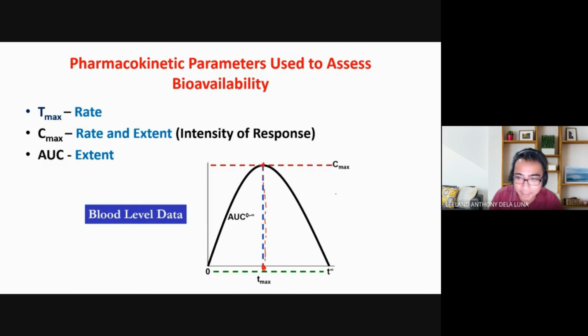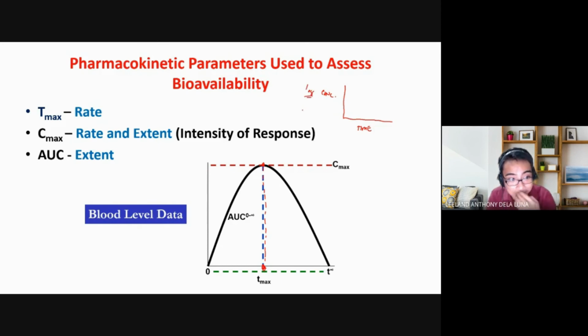Oh, before I forget nga pala class, in a plasma level time curve, baka may sabi ako ng sabi, hindi nyo pala naintindihan yung sinasabi ko. Okay, plasma level time curve, time is always written on the x-axis. Concentration of the drug, the plasma concentration, is always written on the y-axis. That's the reason why class, also the y-axis follows the logarithmic scale.